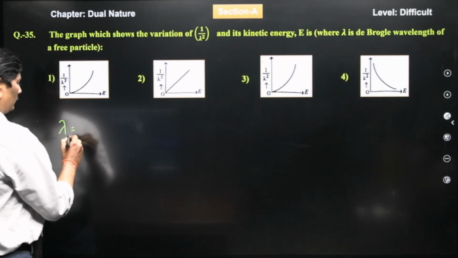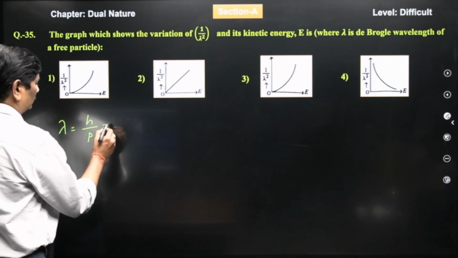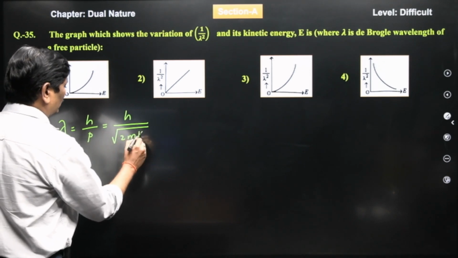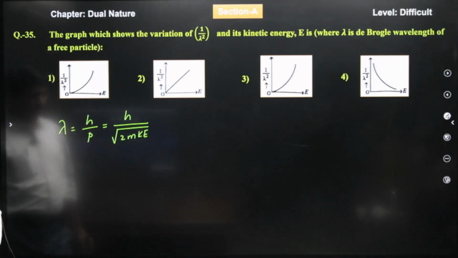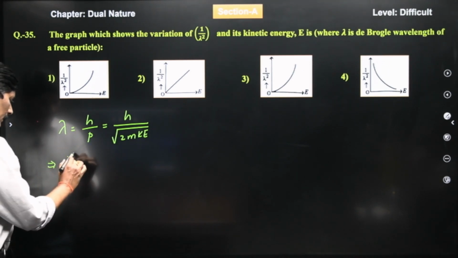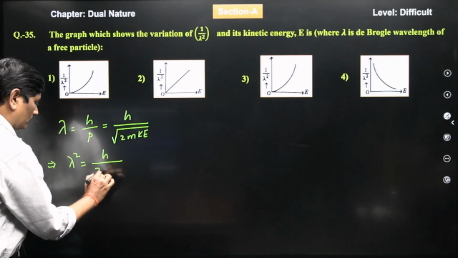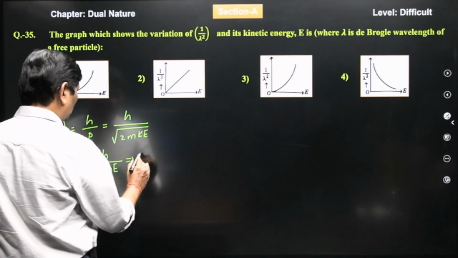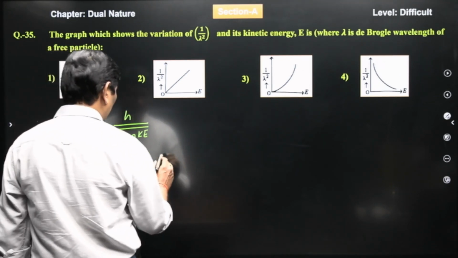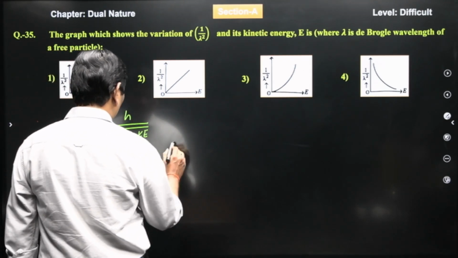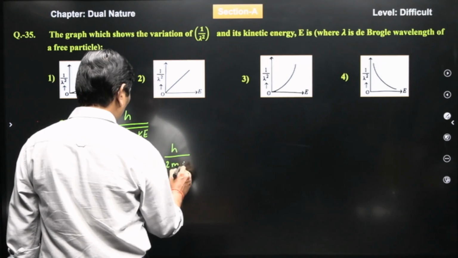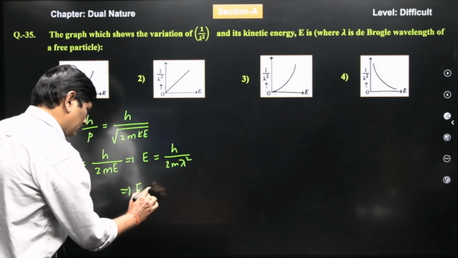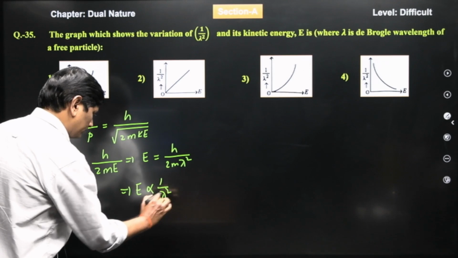The de Broglie wavelength lambda is actually h by p, where p is the linear momentum. That is h by square root of 2m into kinetic energy. There is a relation we are having. Squaring both sides, you will get lambda square equals h square by 2m E, with kinetic energy mentioned as capital E. So E is equal to h square by 2m lambda square. So E is proportional to 1 by lambda square.